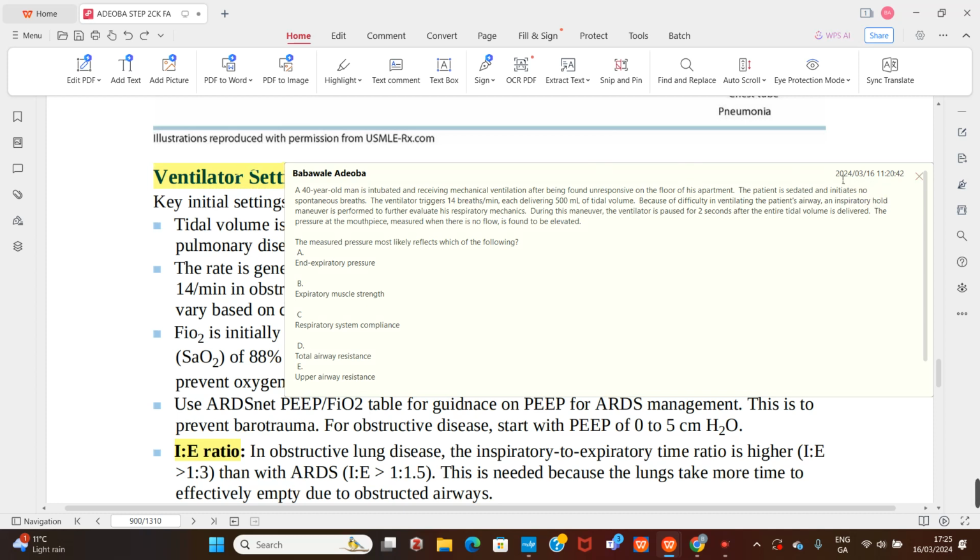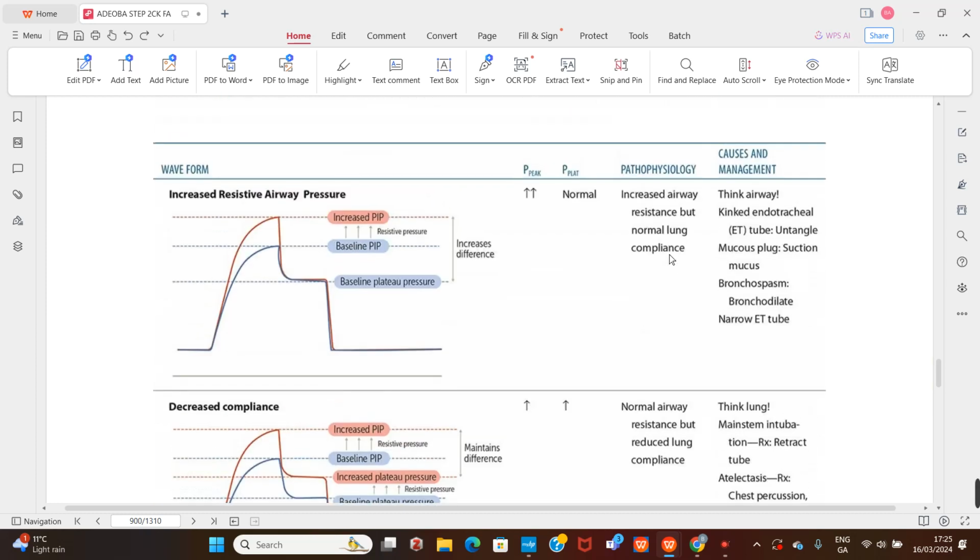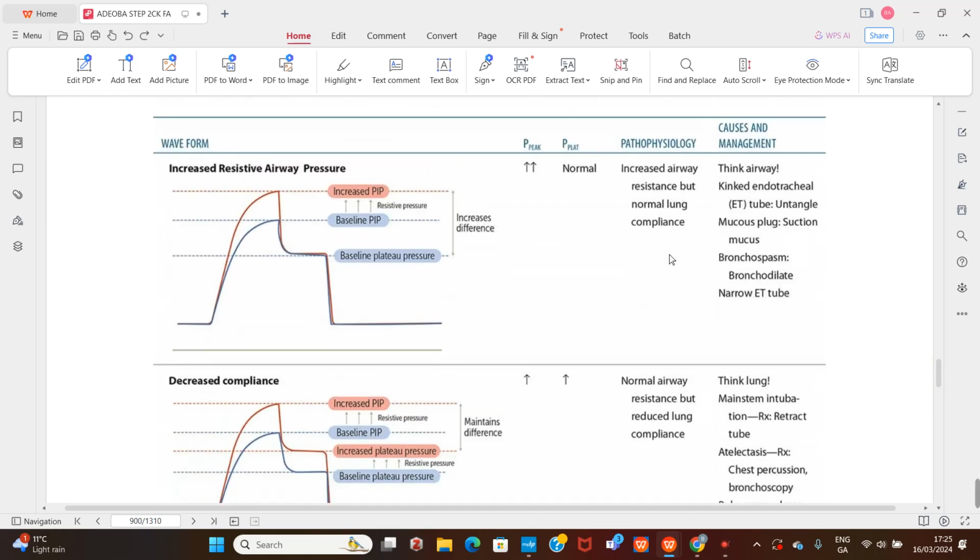Yes. I was looking at it when you were showing it, we spoke about when you have a kinked endotracheal tube, what actually causes it. But I was also looking at it when you were talking about bronchospasm. Is the bronchodilator that they are putting there a treatment or what?